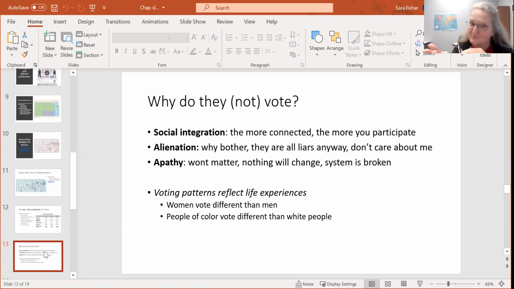So that also comes from the chapter on deviance, which says that control theory, which says that the more I'm connected, the more I follow the rules. And what was the other one? Alienation and strain theory. Strain theory says I'm not going to follow the rules if the rules don't work for me. So alienation. And then apathy, right? Apathy is kind of like learned helplessness in psychology. Like, why bother? It's not going to change anything. The system is broken. I'm not going to participate.